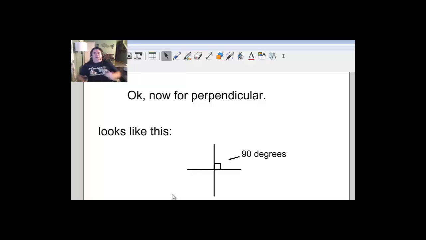All right. Finally, now for perpendicular. They look like this, as you know.